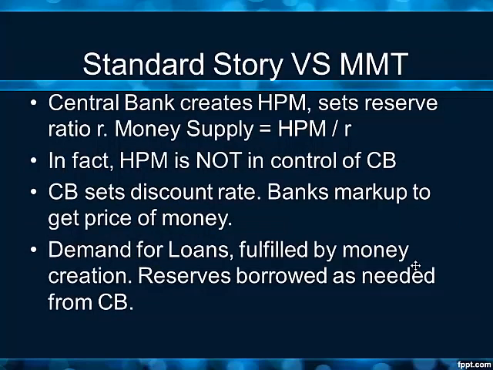So basically, the standard story says that the central bank creates high-powered money and sets the reserve ratio, and these two things, the reserve ratio and the high-powered money, determine the money supply. But actually, the high-powered money is not in control of the central bank, because the central bank is required to provide reserves to any bank which asks for it, and the banks ask for reserves in accordance with how much they need, according to how much they can lend. So basically, the central bank can set the discount rate.